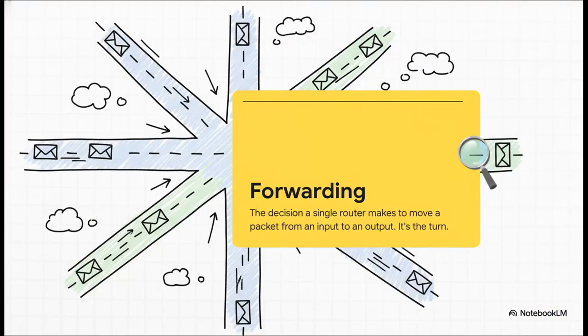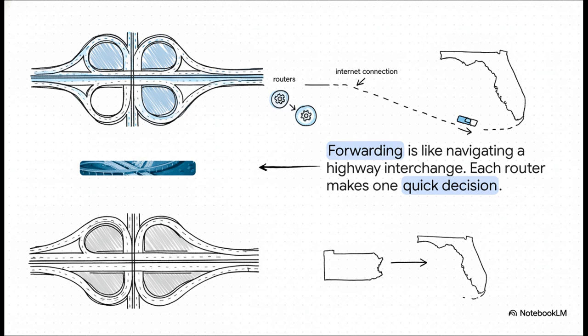So that first job is called forwarding. This is the in-the-moment decision. When your little digital postcard gets to a router, which is our digital intersection, that router makes one simple choice. Which road does this take to get out of here? It's a purely local decision. That's it. It's kind of like this. Forwarding is just about navigating one single highway interchange. The router isn't worried about the final destination way over in California. Its only job right now is to figure out how to get off this one exit in Ohio to keep the trip moving along.